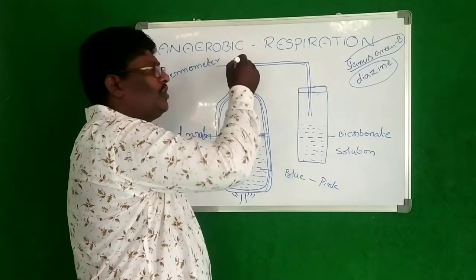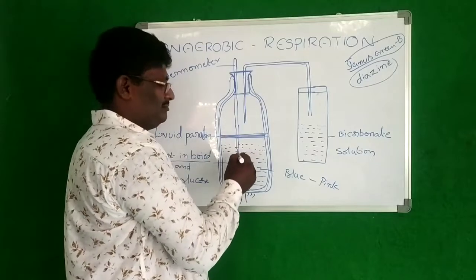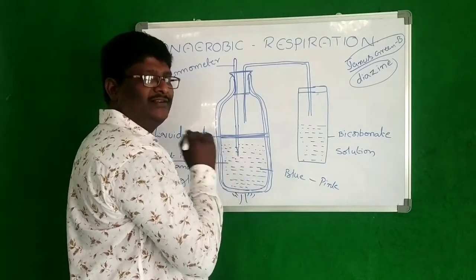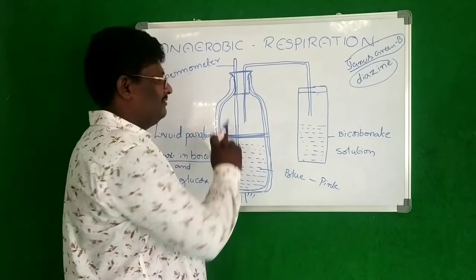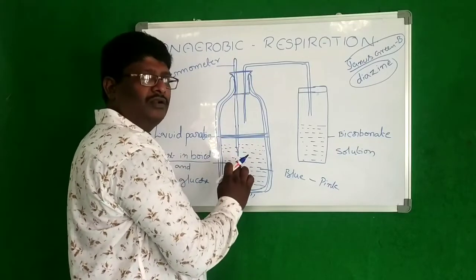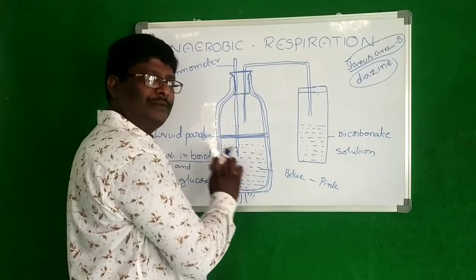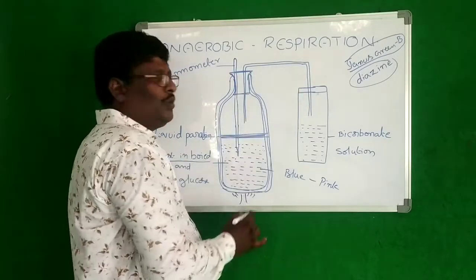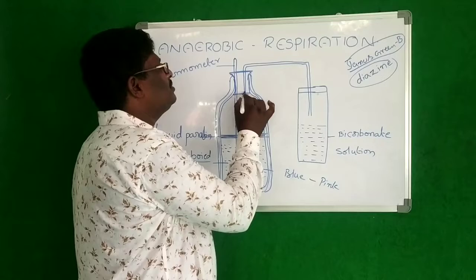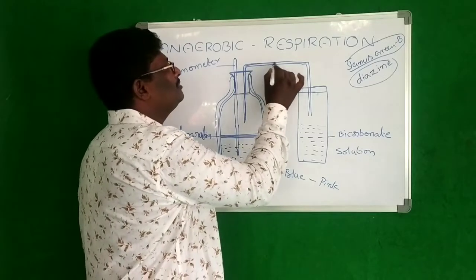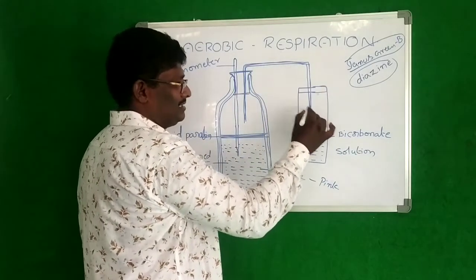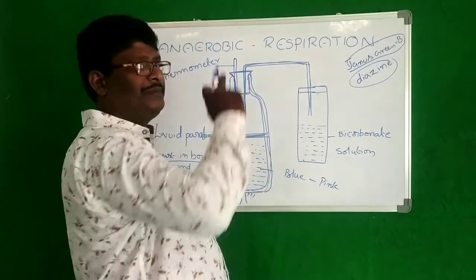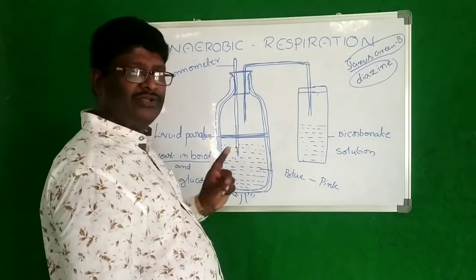Then from this one hole we have to arrange a thermometer into this glucose solution. From the next hole we have to arrange a U-shaped glass rod.